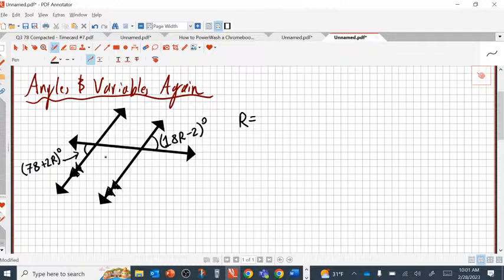So when I say teach, I want you to say, okay, how can I use this picture to find out what r is, and how can I use that to find the measure of all the missing angles? Give it a try and teach.